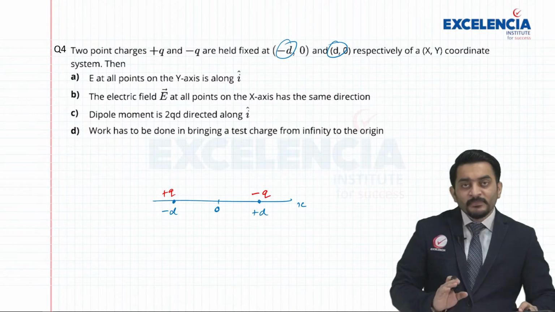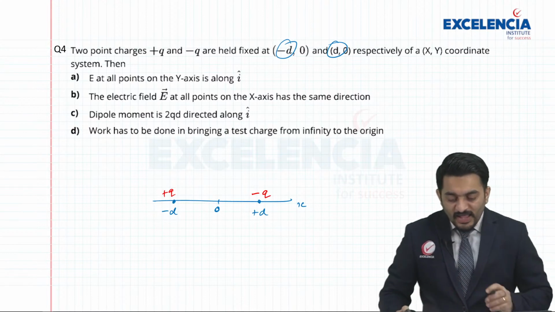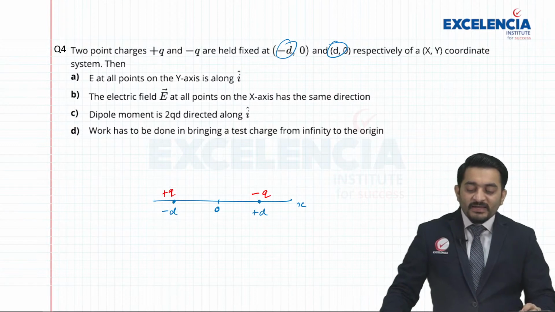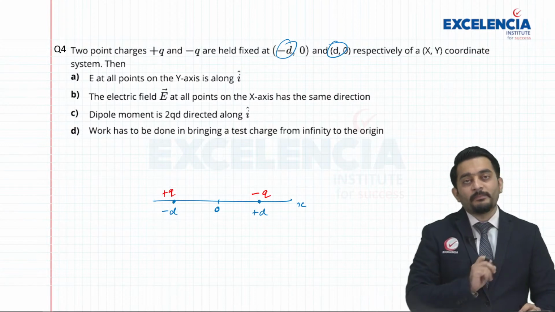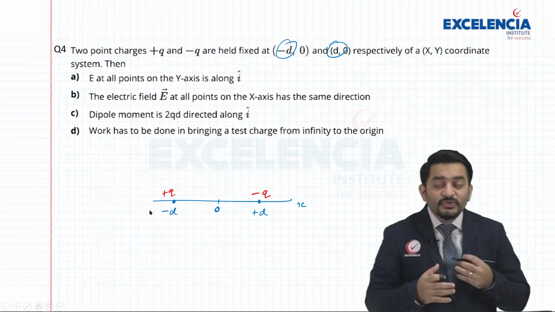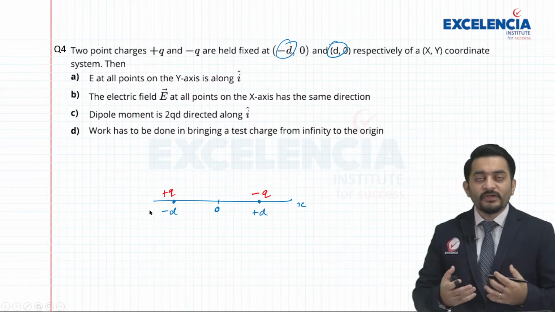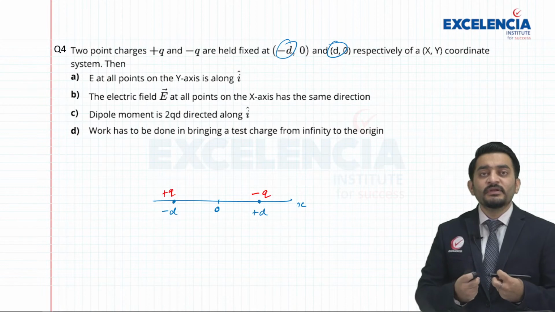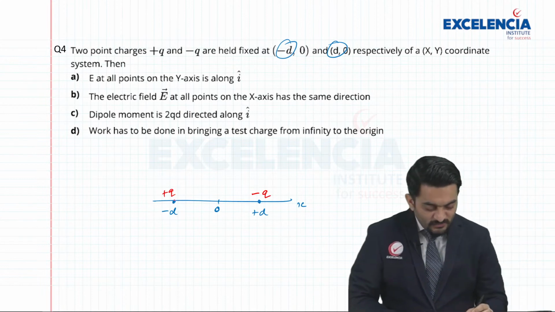Let's read option number 1. It says, electric field at all points on the y-axis is along i cap. Now for that, you need to visualize the electric field. I'm going to draw it over here because this is something which you should imagine, so you should not waste time in it.